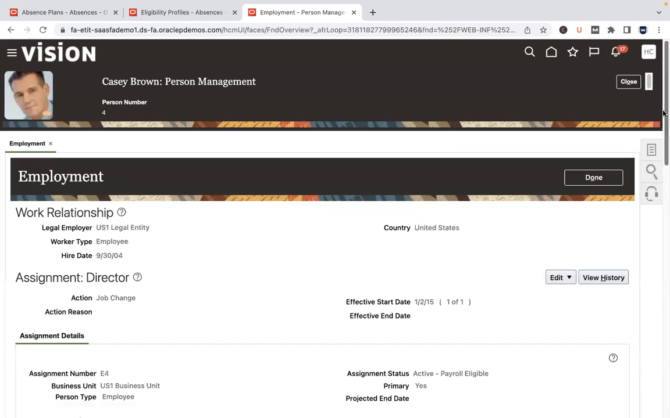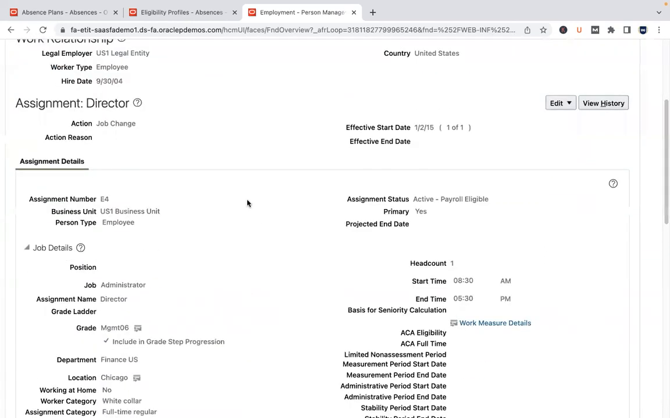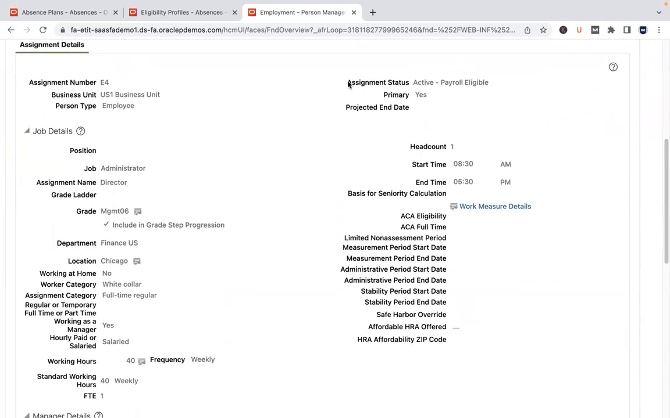Yeah. So on an assignment record, you have various attributes that are mentioned, right? The assignment status is active payroll eligible, and the assignment category is full-time regular. So for all the leave plans that we have got from the client, they might say that only the full-time regular employees, who are on active payroll eligible assignment status, are eligible for the leave plans that you're configuring.